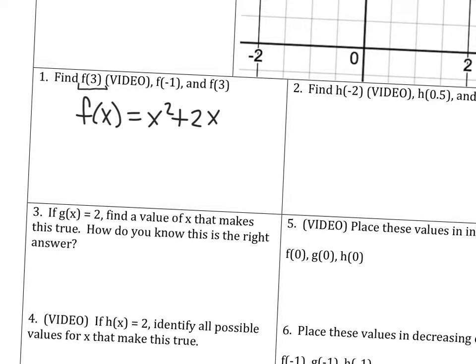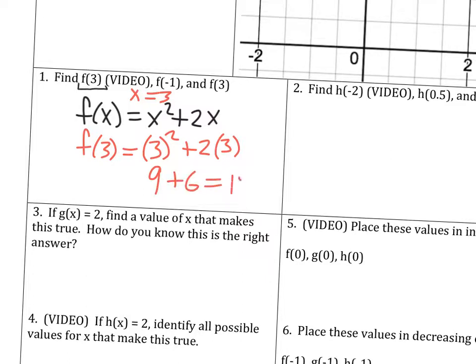f of 3 means I'm going to plug in x equals 3 to my equation. So f of 3 is going to be 3 squared, really important to use parentheses there, plus 2 times 3. 3 squared is going to be 9. 2 times 3 is going to be 6. The answer to this is 15.